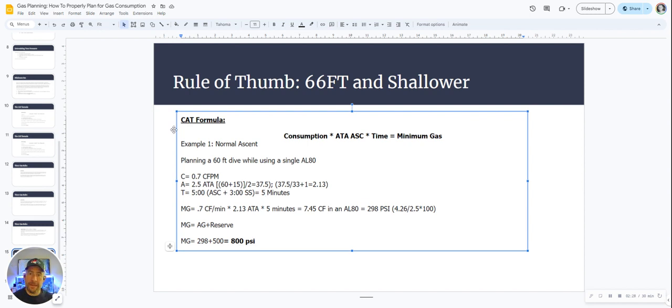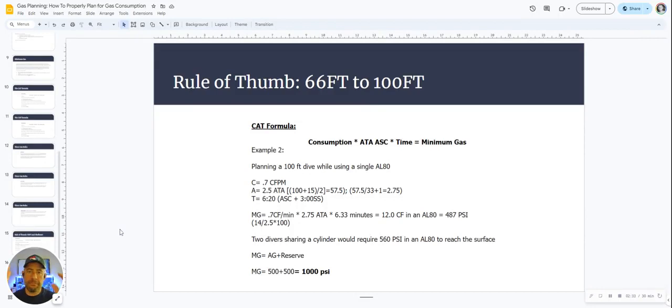If we follow the same concept as we were doing before, and we look at dives between 60 feet and 100 feet, using 100 as a max to make sure we're conservative, same 0.7 cubic feet per minute consumption. Let's look at that and adding a 3-minute safety stop at 15 feet. So 0.7, and the average ascent depth: 100 plus 15 divided by 2 is 57.5, divided by 33 plus 1, gives 2.75 average ascent depth in atmospheres.